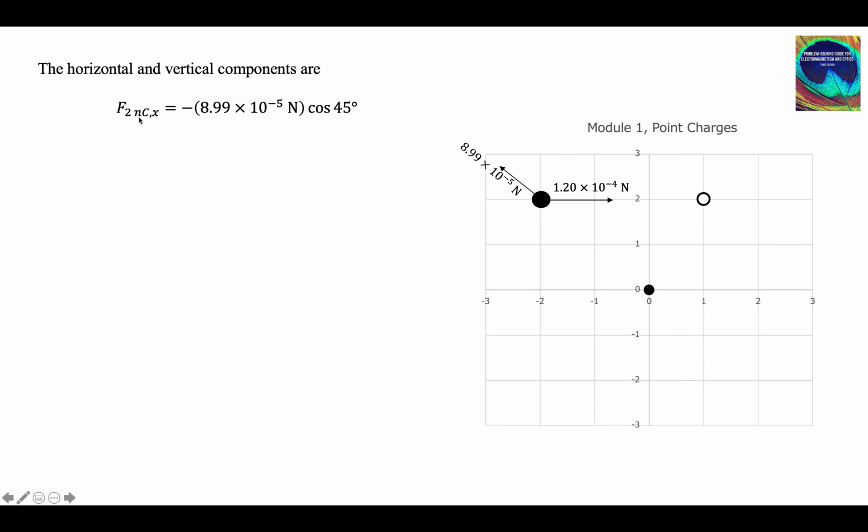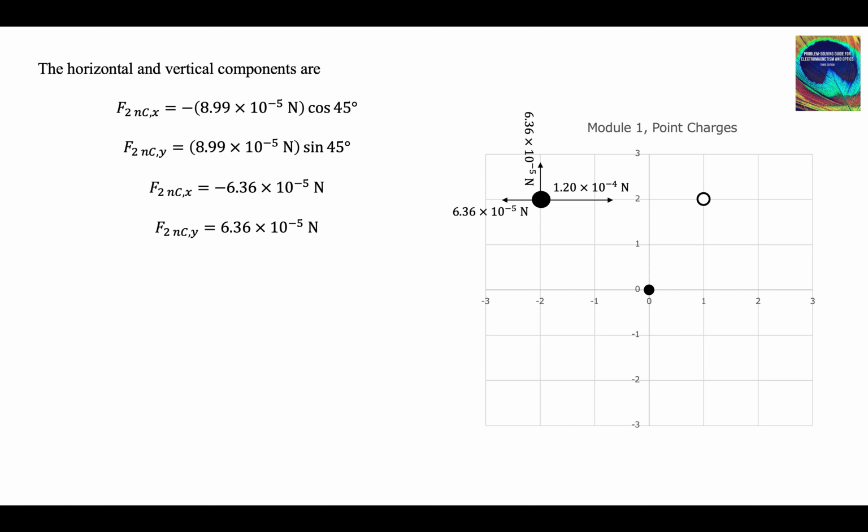The force from the 2 in the x direction, it's negative, it's backwards, 8.99 times 10 to the minus 5th times cosine 45. That gives me the horizontal component. To get the vertical component, it's positive, it's upwards, and I'm going to go sine 45. That's this side, the opposite side. Punching the numbers gives me, in the x direction, minus 6.36 times 10 to the minus 5th, and in the y direction, plus 6.36 times 10 to the minus 5th, so I can replace this vector with an upward vector and a vector to the left, like that.